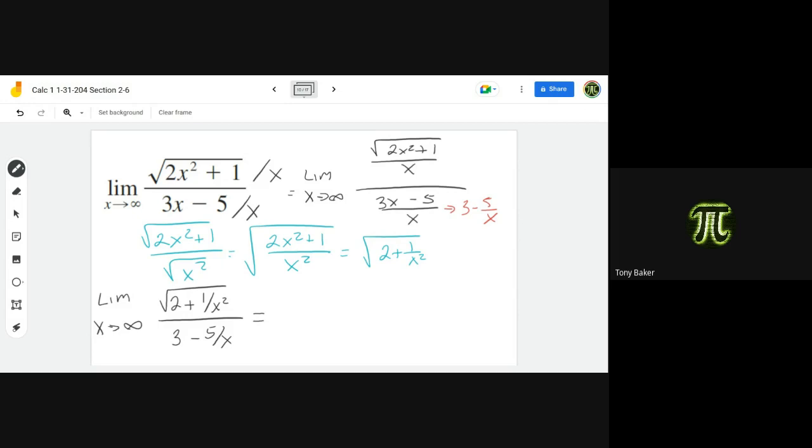So what do I have left on the top if I did my infinity rule that I know? I have root 2. What do I have on the bottom? 3. And that's my answer.